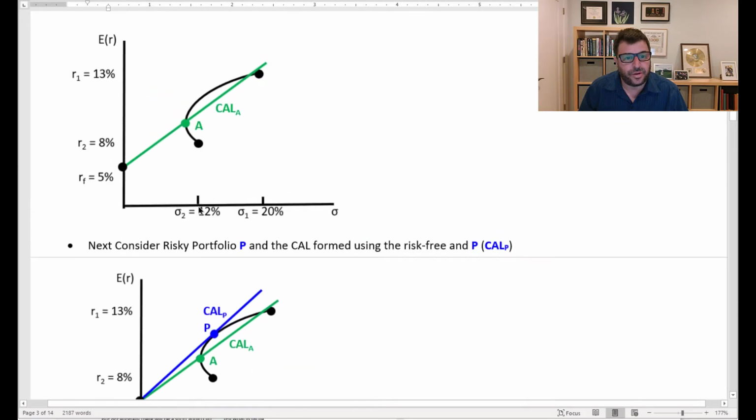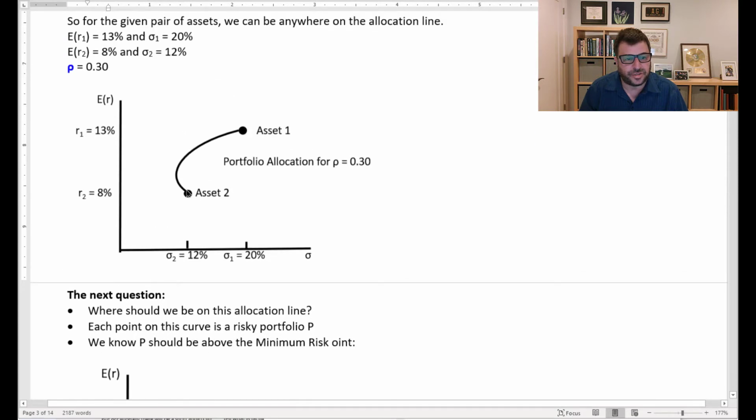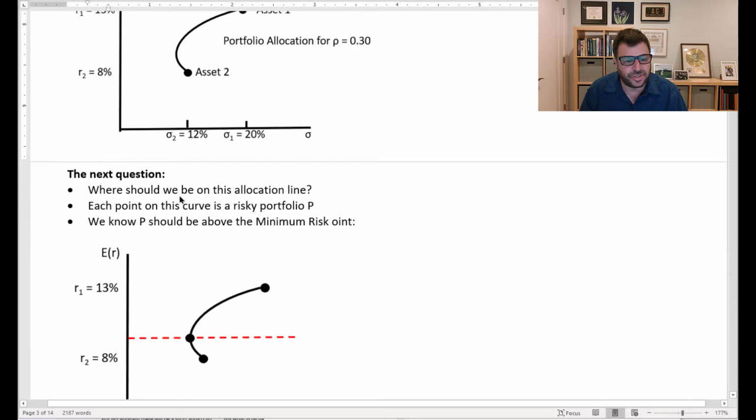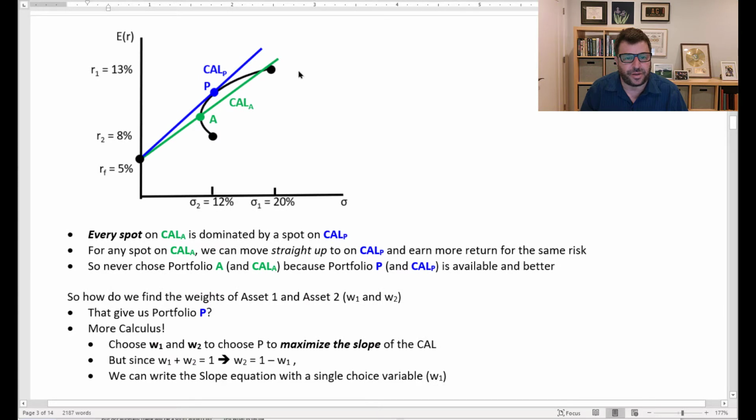So again, given some possible allocation set as a function of the risk and return of the two assets and the diversification, the correlation coefficient between these two assets, we have an allocation set. Then, given a risk-free, we want to know where we want to be on this line, and the answer is we want to be on this line at the exact spot which produces the steepest sloped capital allocation line, the steepest sloped CAL.